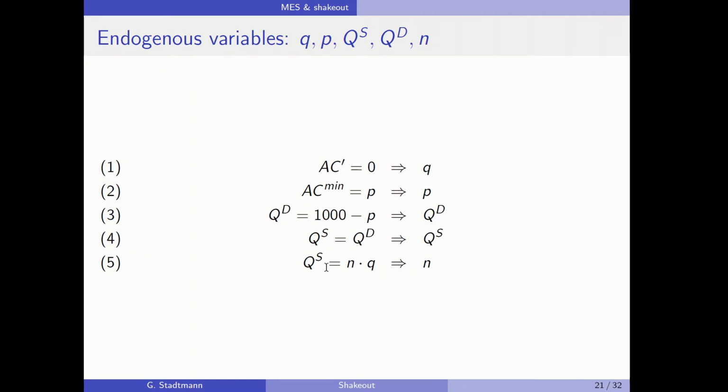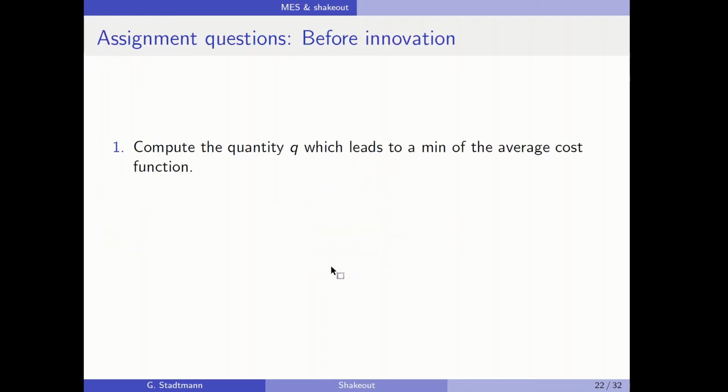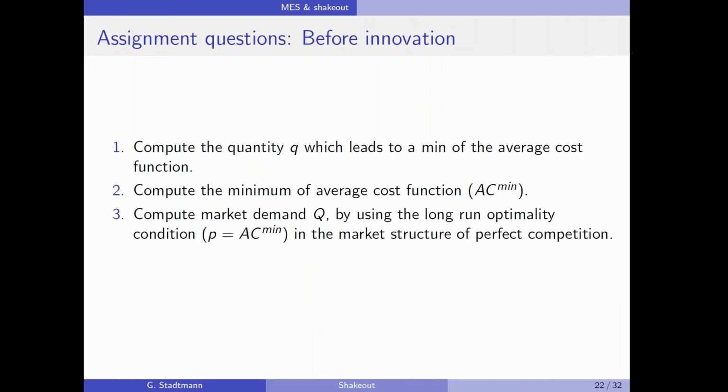The assignment questions are as follows. In the first step, compute the quantity Q, which leads to a minimum of the average cost function. Second step, compute the minimum of the average cost function. Third step, compute the market demand by using the long-run optimality condition, that price is equal to the minimum of the average cost. And in a fourth step, we should compute the number of firms operating in the market.